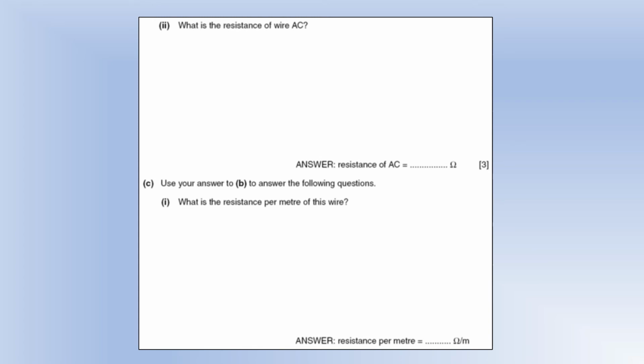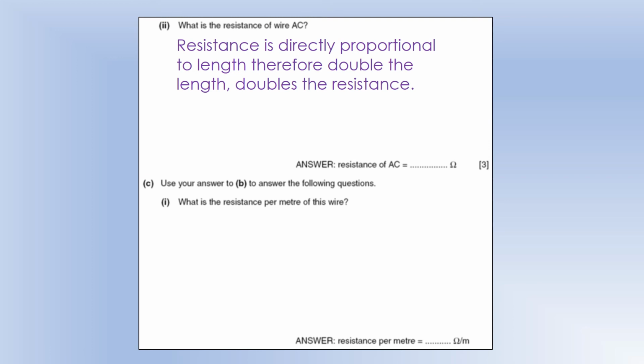Okay, so what is the resistance then? Well, the thing I'm going to use is resistance is directly proportional to length, as long as we keep the material and the cross-sectional area the same, which we have. So double the length, double the resistance. So it's going to be double what we got before, so it's going to be 16 ohms.